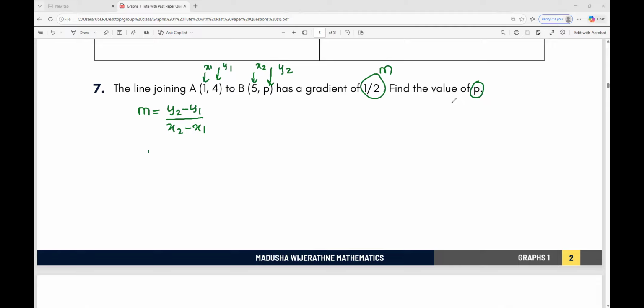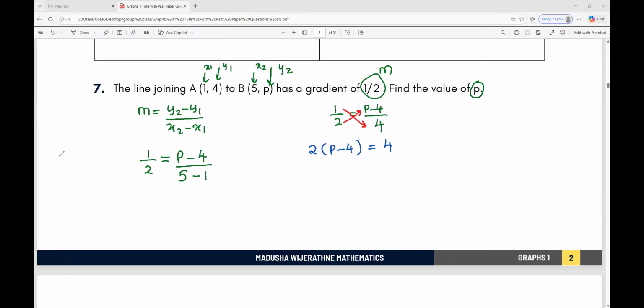Gradient is half. y2 is P. y1 is 4. x2 is 5. x1 is 1. Half equal P minus 4 over 5 minus 1 is 4. Then cross multiply. 2 times P minus 4 equal to 4.